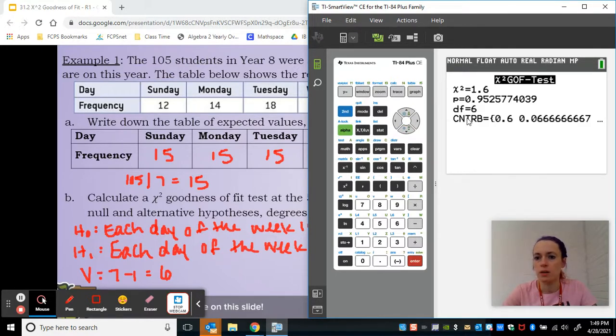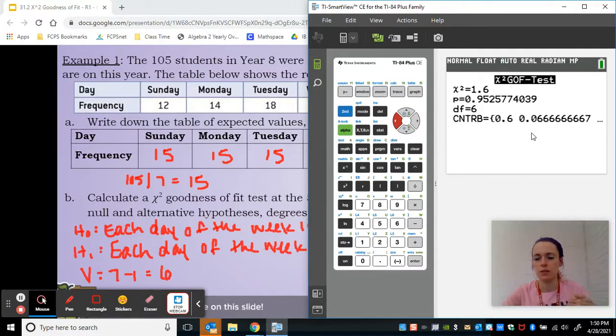So once I calculate it out, it gives me the chi-squared value, which is 1.6. It gives me the p-value, which in this case is 0.953. It gives you the degrees of freedom, even though you gave it to it. This final piece on the bottom, if you hit the right arrow, you can see all of them. That gives you that chi-squared calculated value for each individual value.